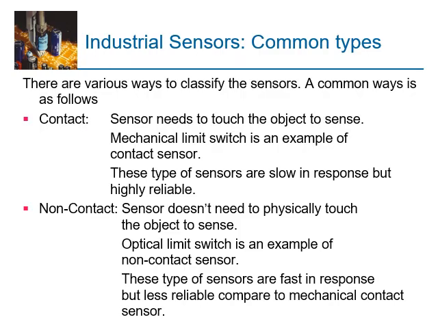These types of sensors are usually fast in response but less reliable compared to the mechanical contact sensor. Whereas mechanical limit switches or micro switches, because of their mechanical nature, cannot respond to high frequency input. They will usually be slower in responding to high frequency input.